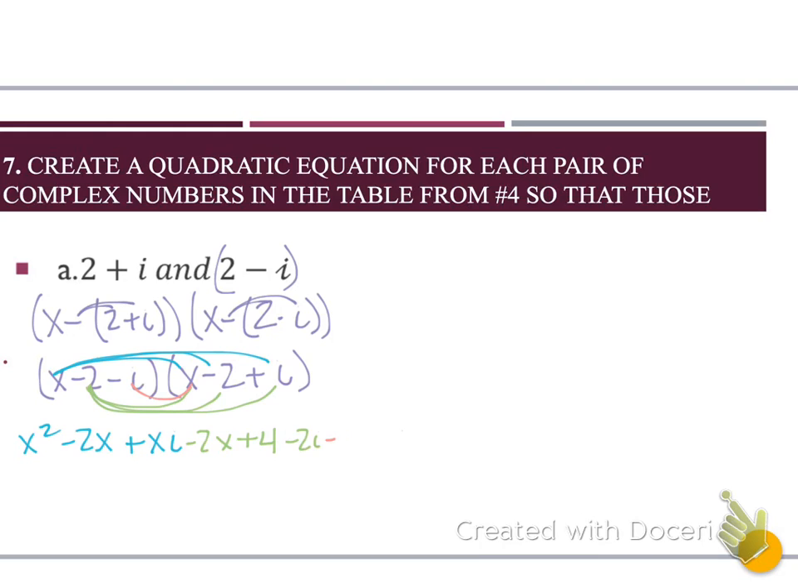Now I've got to distribute my last one. So negative i times x is negative ix. Negative i times negative 2 is positive 2i. And then negative i times i is negative i squared.